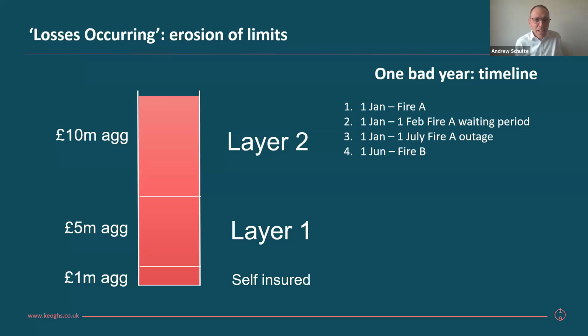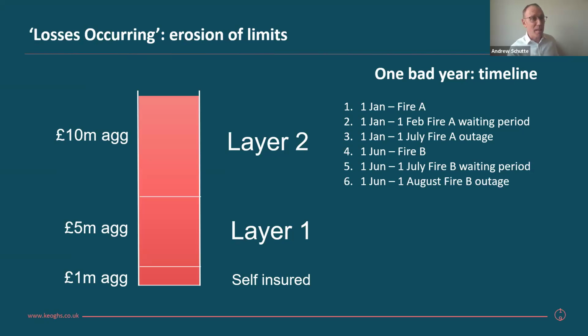On the 1st of June, another fire. I said it was a bad year. First month, they can't claim for any BI there. It's a shorter period of outage, but there is some outage over 2 months. They've got a month's worth of BI cover.